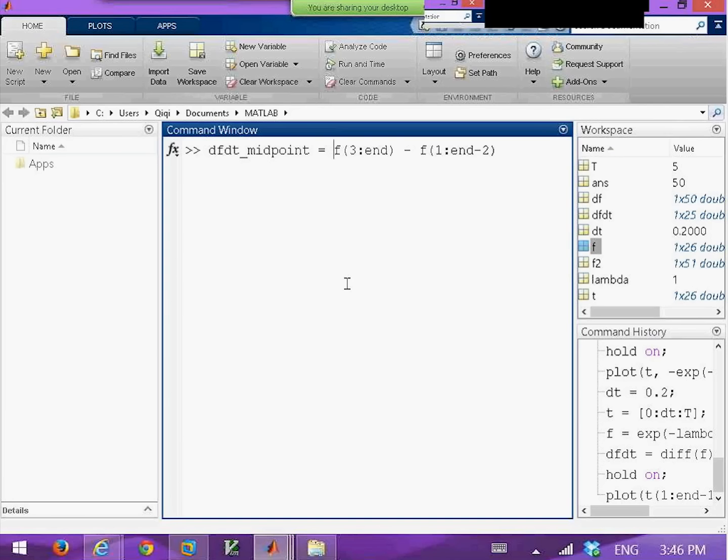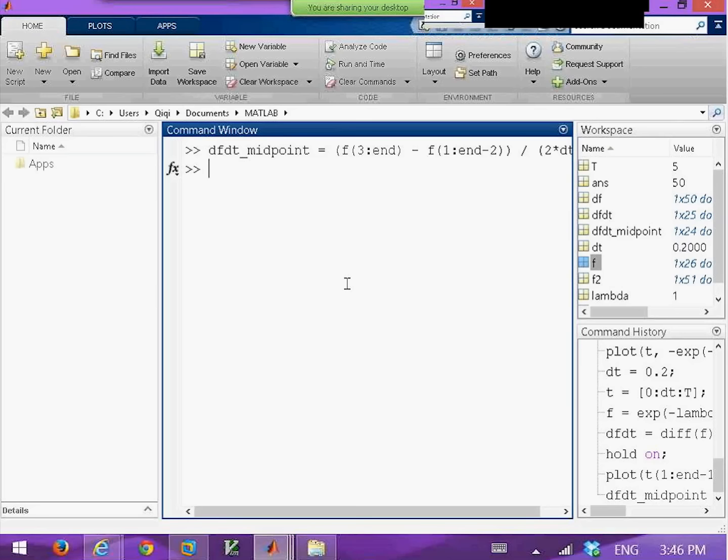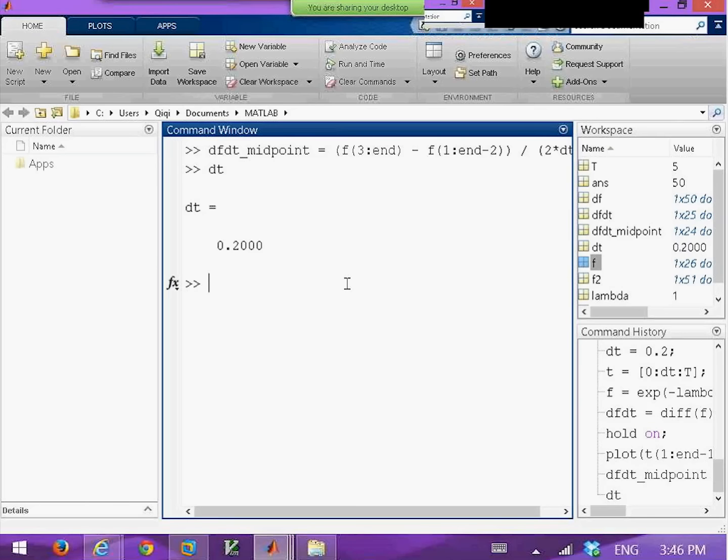I'm taking the difference space by 2. So that is how I do f at t plus delta t minus f of t minus delta t. So I should divide this by how much? 2 times delta t, exactly. And here I think I'm actually doing a pretty big delta t.